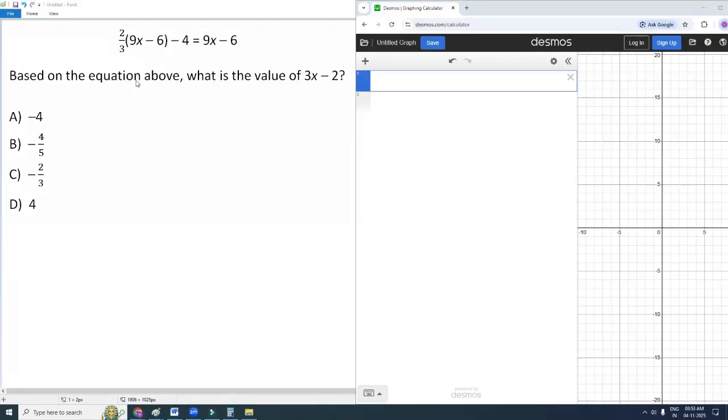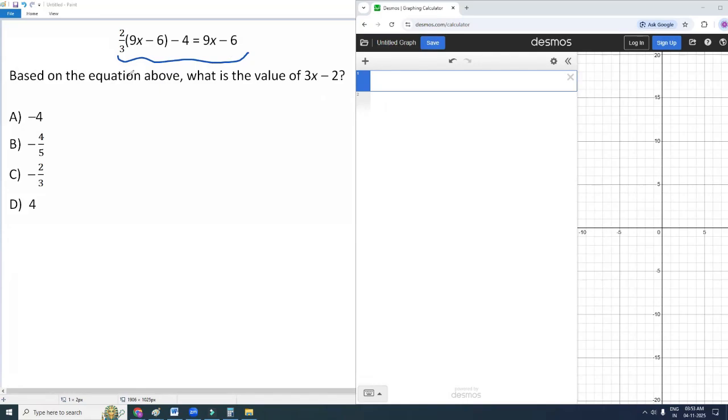Here we have the next problem. Okay, let's go to the question. 2 over 3 times (9x - 6) minus 4 equals 9x - 6. Based on the equation above, what is the value of 3x - 2? Okay, now we can use Desmos to solve this problem easily. So for that, we have to take this equation as input.